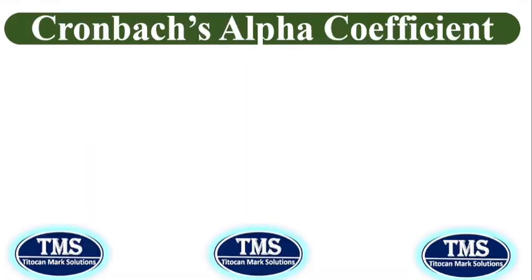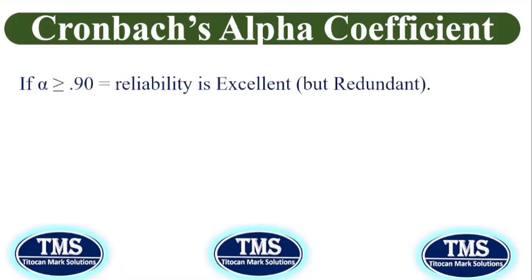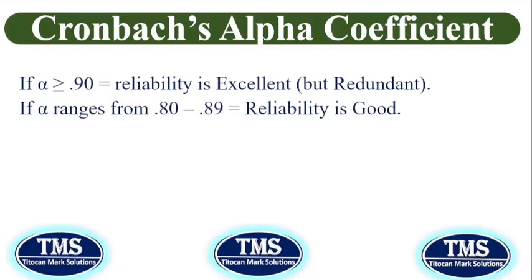Cronbach Alpha coefficient ranges from 0 to 1, and higher values generally indicate greater internal consistency. The following coefficients are the indices for interpreting Cronbach Alpha. If Cronbach Alpha is equal to or greater than 0.90, it means the reliability is excellent, but may however suggest a redundancy. If Cronbach Alpha ranges from 0.80 to 0.89, it means the reliability is good.